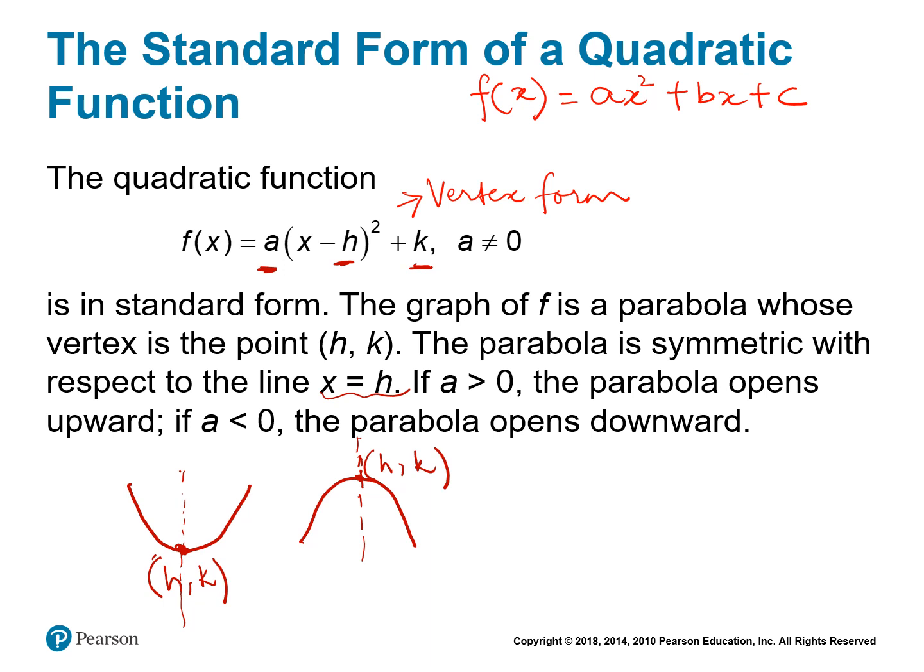And then it says if a is greater than 0, that means if a is a positive value, the parabola opens upward. It's going to be an upturned U. If a is a negative value, then it's going to be a downturned graph. This information we are going to use in subsequent presentations to be able to draw a fairly accurate graph of a parabola.